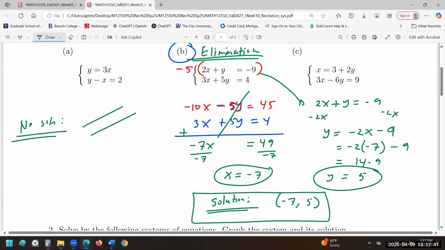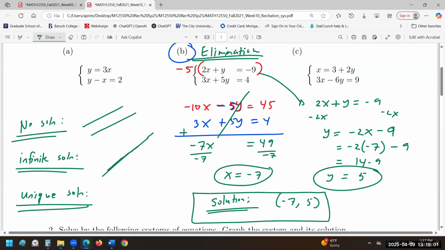We get no solution if the two lines are parallel, because they never intersect. We get infinite solutions if the two lines you're working with are the same line. And we get a unique solution, meaning one solution, when two lines intersect somewhere only once. So for B, we have a unique solution because they intersect only once, at the x value negative 7 and y value 5. And for the other two, find out what you have: unique solution, no solution, or infinite solutions.